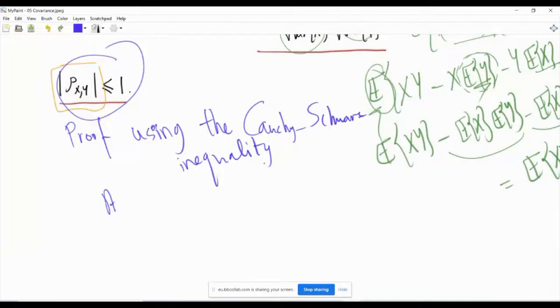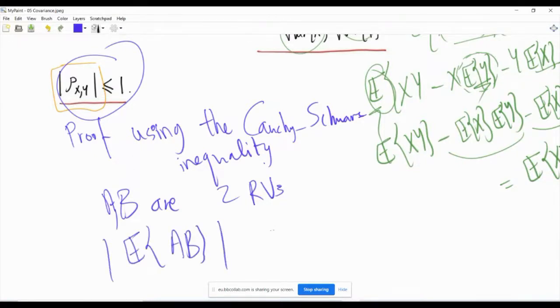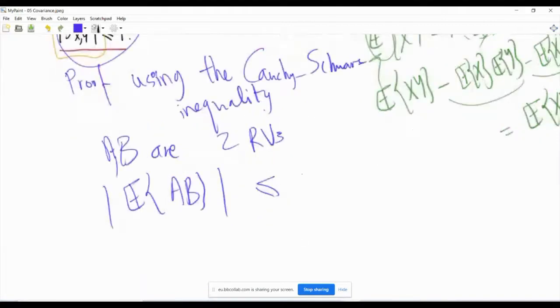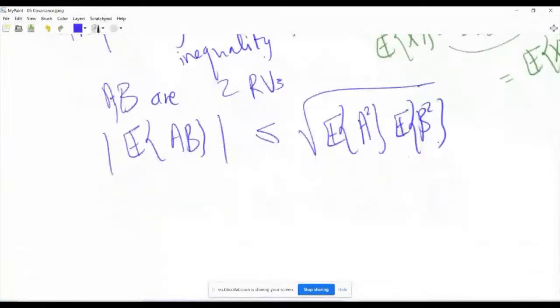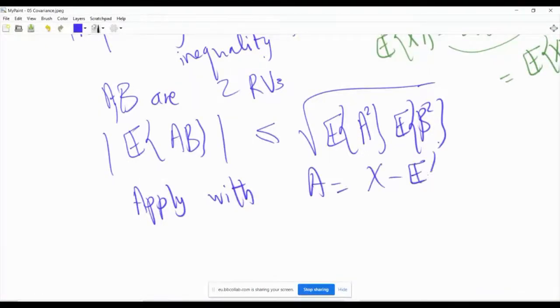Okay, and basically for the Cauchy-Schwarz inequality, if A and B are two random variables, the absolute value of the expectation of AB is less than or equal to the square root of the expectation of A squared times the expectation of B squared. So this is the Cauchy-Schwarz inequality for random variables, and what we can do here is apply it with A equal to x minus expected x and B equal to y minus expected y.